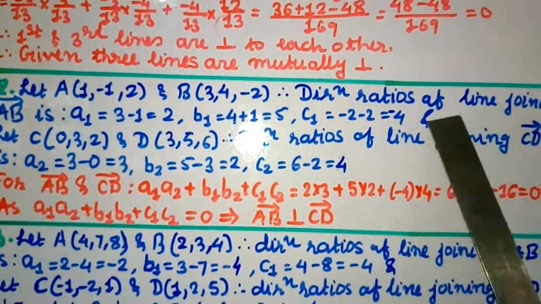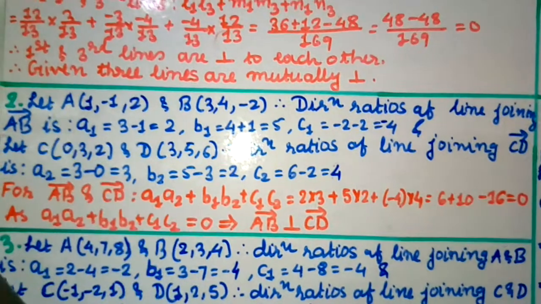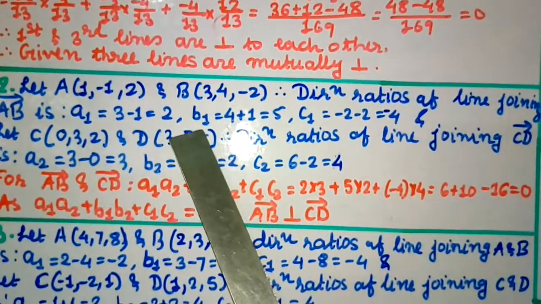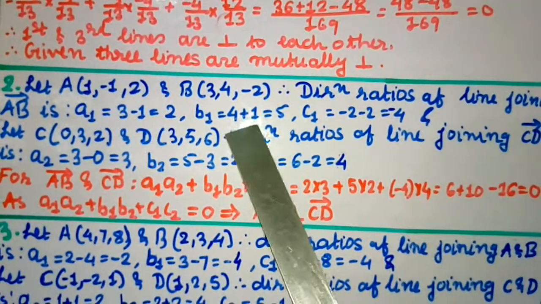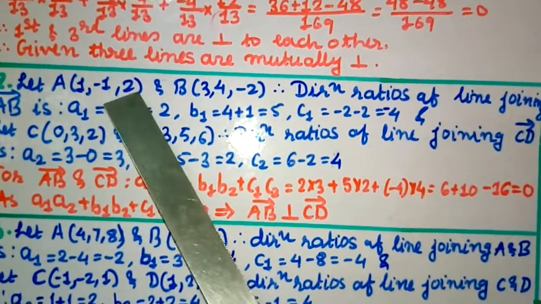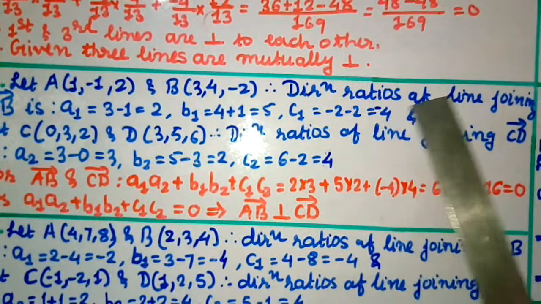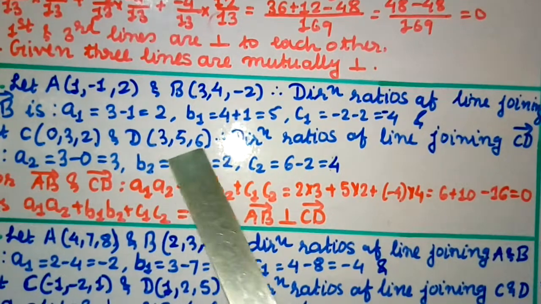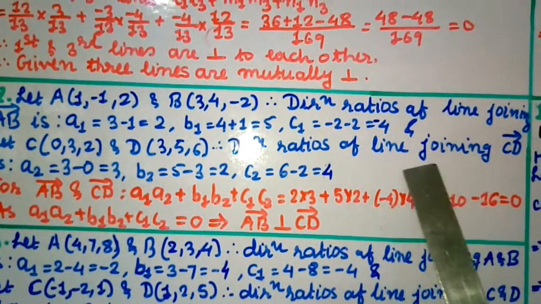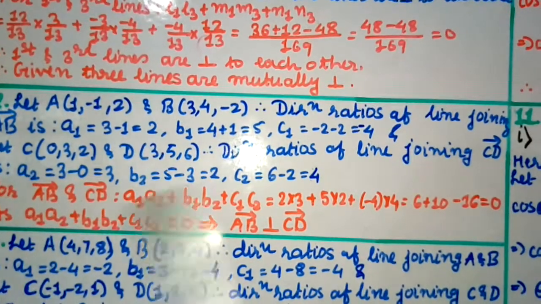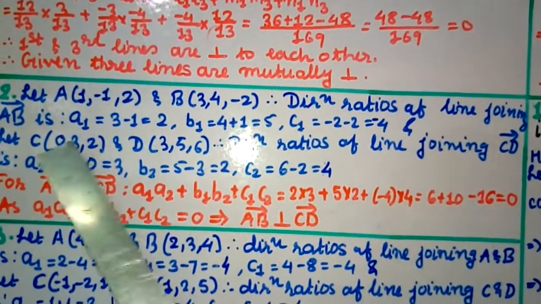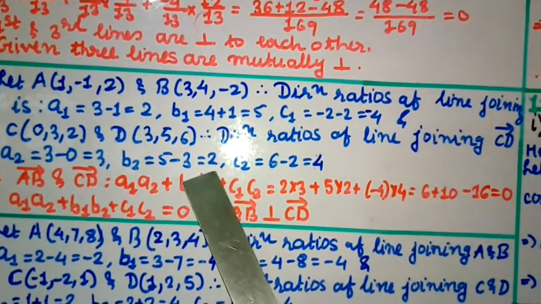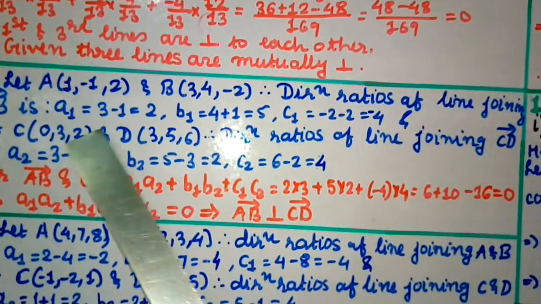Now the direction ratios of the line joining the points A and B are: a1 is 3 minus 1, that is 2, b1 is 4 plus 1, that is 5, and c1 is -2 minus 2, that gives you -4. Similarly, C is (0, 3, 2) and D is (3, 5, 6). Then the direction ratios of the line joining C and D, that is CD, are a2 = 3 minus 0, that is 3, b2 = 5 minus 3, that is 2, and c2 = 6 minus 2, which gives you 4.